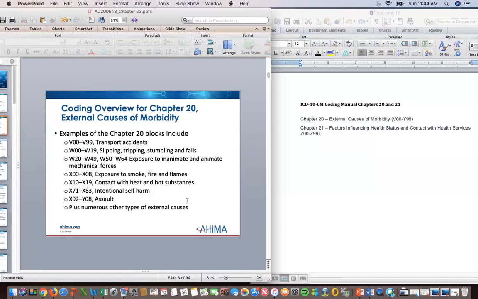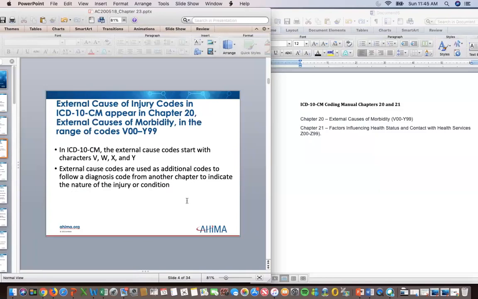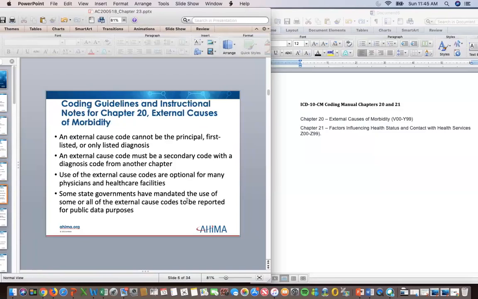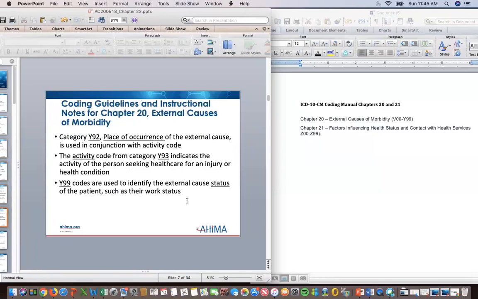A lot of our external causes of morbidity are mandatory reporting. You'll find that there's abuse, adult or child abuse, listed within this chapter, etc. So exposure to different chemicals or elements, things like that, are also covered underneath this. So I will not go through these verbatim, the PowerPoints, but they are available to you, obviously. And again, these codes capture the external cause of injury or health condition then.